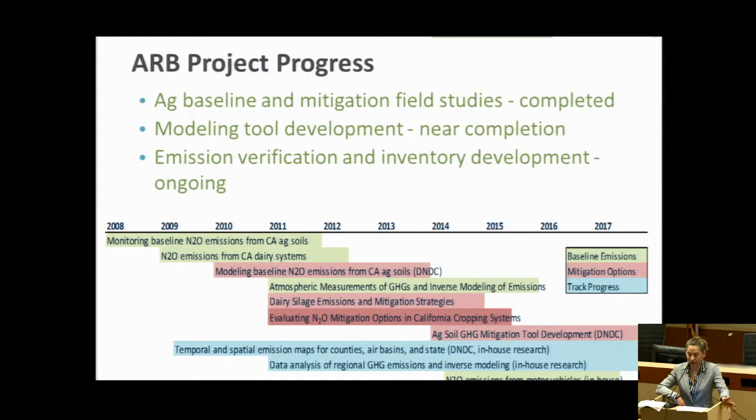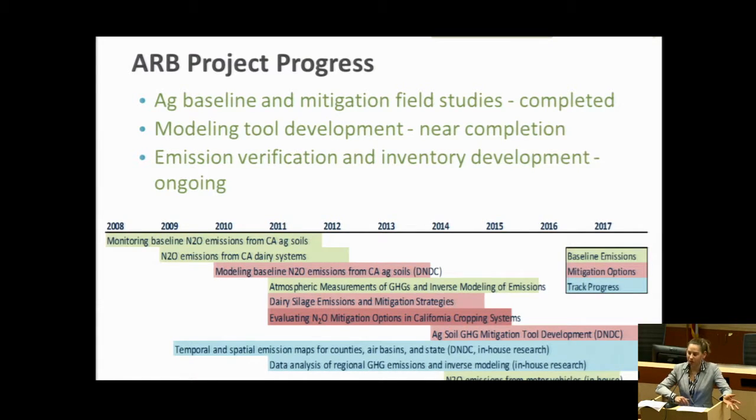Starting in 2011, we had atmospheric measurements of GHG and inverse modeling of emissions. And that was coupled with the project called Data Analysis of Regional Greenhouse Gas Emissions, also starting in 2011. So we were working in-house and with external researchers to measure nitrous oxide emissions from towers, and then in-house using the mobile monitoring platform and chamber studies. We started measuring nitrous oxide at Mount Wilson, which is in our tower network, in the spring of 2012, and recently began measuring it at the Walnut Grove Tower, and I'll talk more about those later.